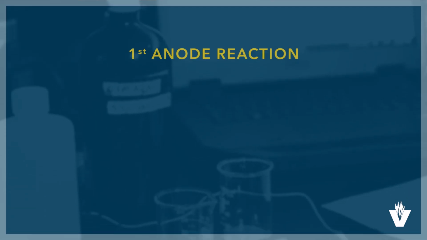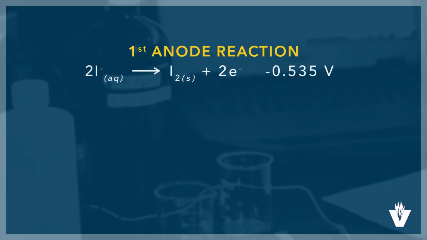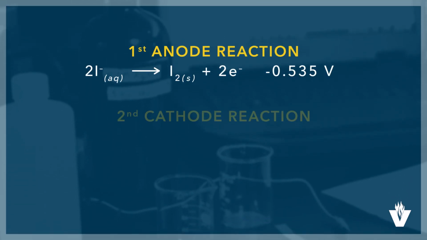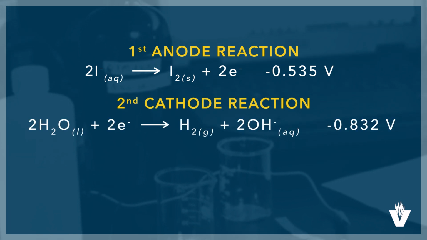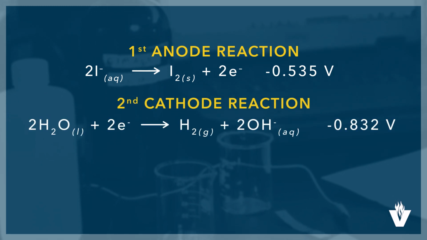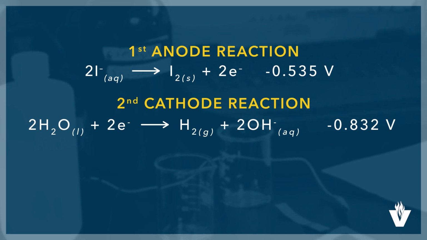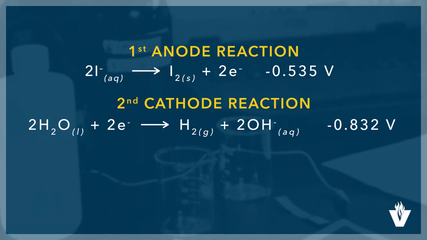Because there is a purple at the anode, I2 is forming. This was the first anode reaction. The pink solution and bubbles, a basic solution at the cathode, are water forming hydrogen gas and hydroxide ions. That was the second cathode reaction.